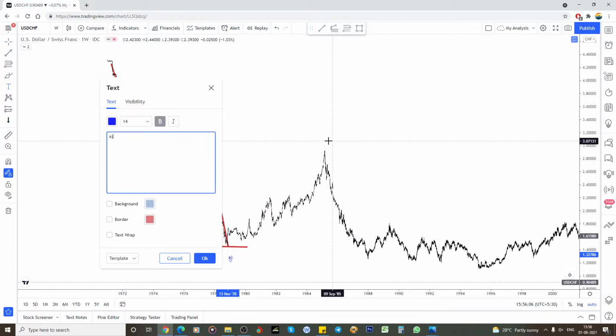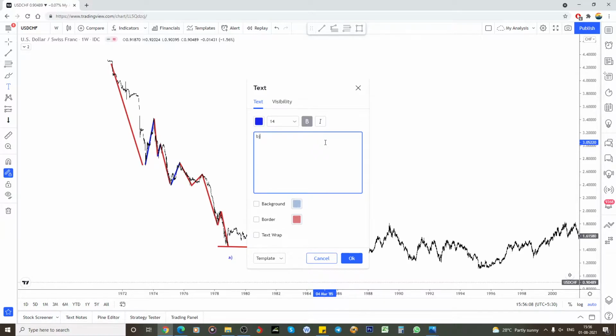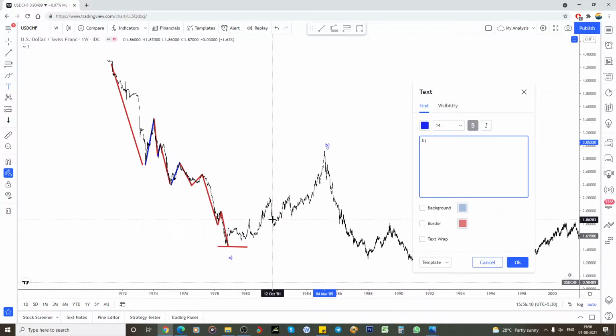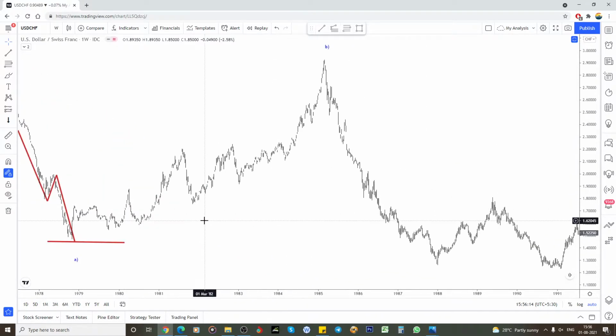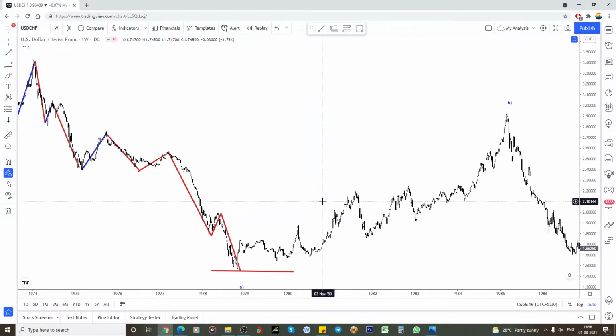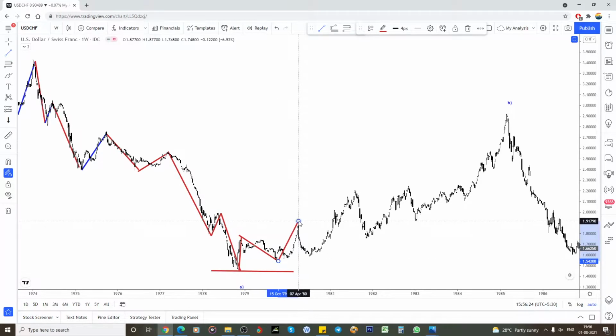So now it did the B. It's a three-way structure here. So how I did this, we will go a little bit deeper. It's not like the previous. This is A, this is A, B and C, because this is the C of B and this is the C. So this is a flat correction. So this is A and this is B, and C got completed.